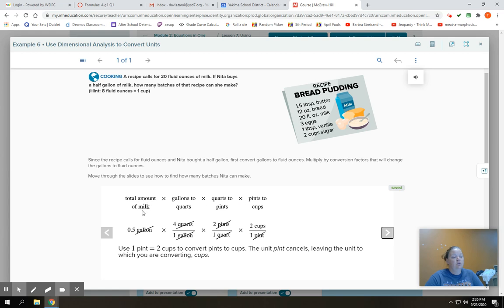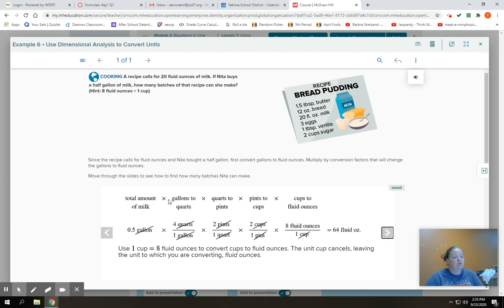Finally, total amount of milk times gallons to quarts times quarts to pints times pints to cups. 0.5 gallons times 4 to 1 times 2 to 1 times 2 cups to 1 pint. Use 1 pint equals 2 cups to convert pints to cups. The unit pint cancels, leaving the unit to which you are converting, cups.